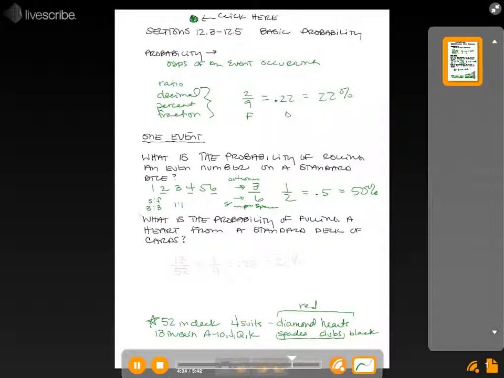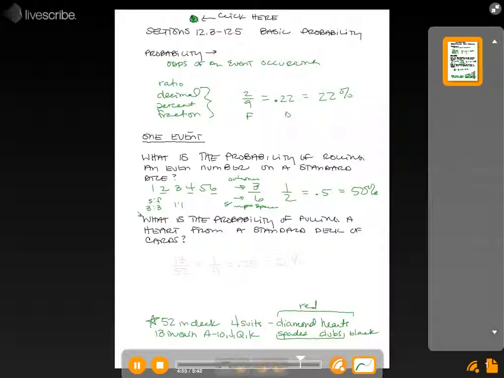You, again, need to know that there's 52 cards in a deck, 4 different suits. The red suits are diamonds and hearts. The black suits are spades and clubs. In each suit, there are 13 cards, and those cards are an ace through 10, and then a jack, a queen, and a king. So let's go back to our problem here, because it'll help us understand this.